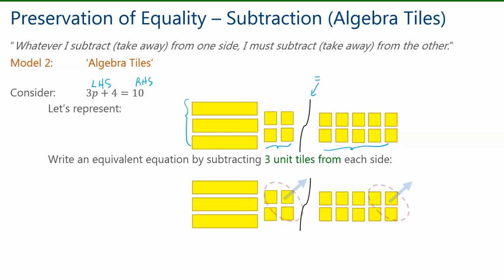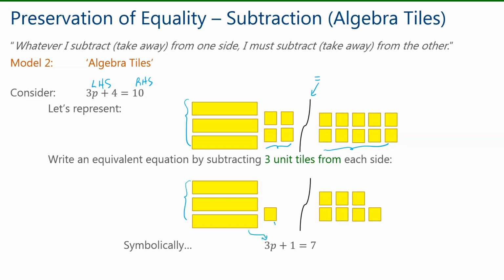There's the original. These are the 3 unit tiles I'm going to remove. There they go. Now, what are we left with? Symbolically, we're left with 3 variable tiles, which gives us the 3p. We're left with 1 unit tile, which gives us the plus 1. That takes care of the left-hand side. And on the right-hand side, we're left with 7 unit tiles. So 3p plus 1 equals 7 is an equivalent equation to 3p plus 4 equals 10. If we were to solve, both equations would result in the same solution.